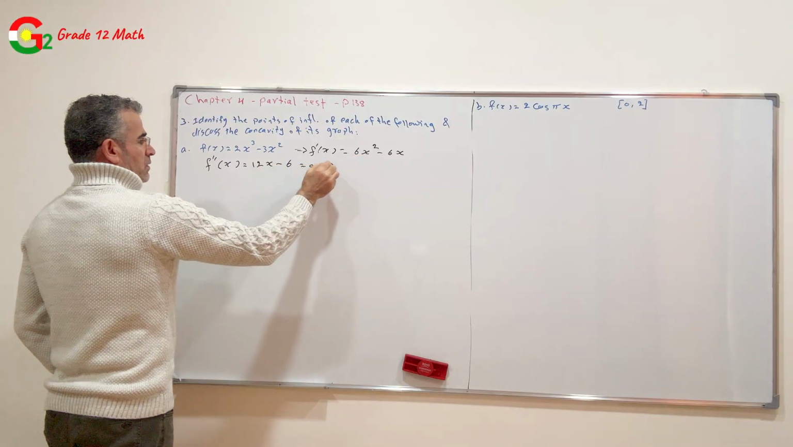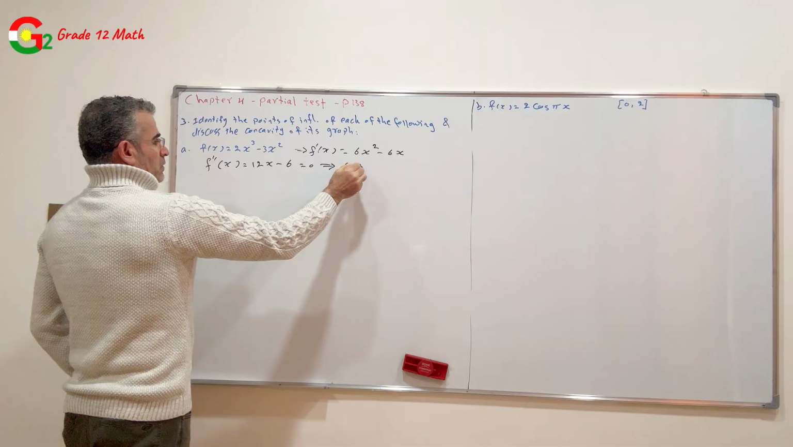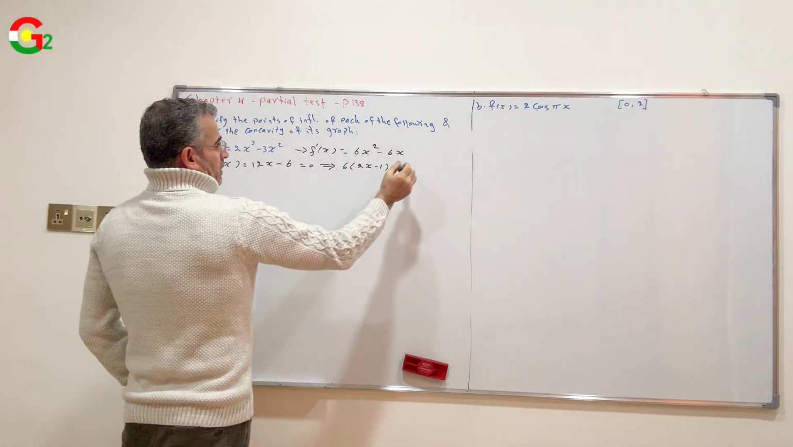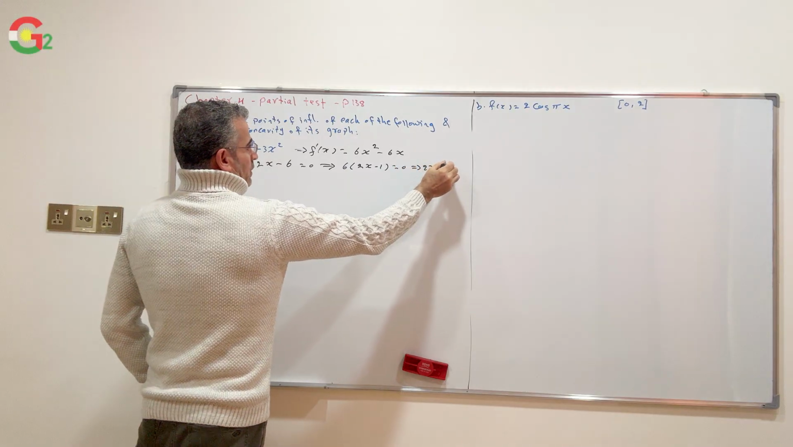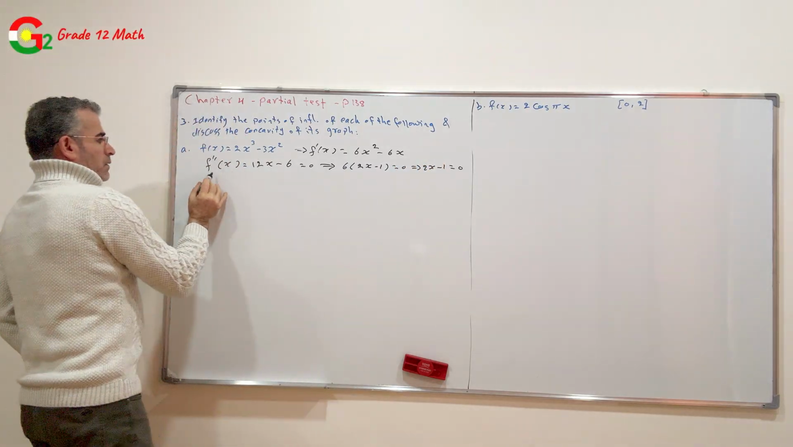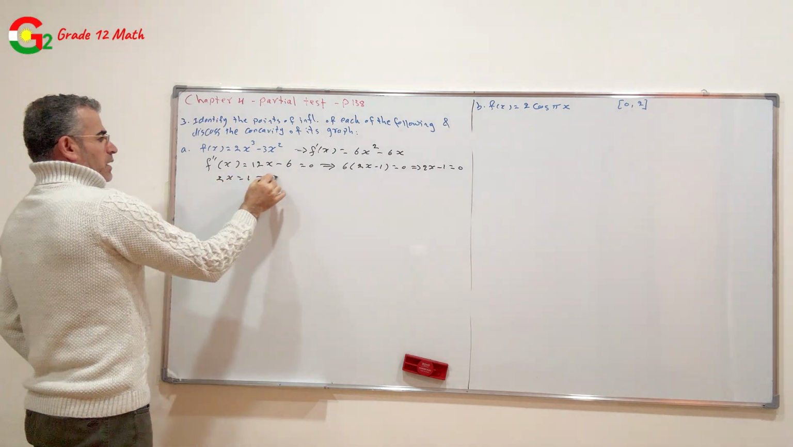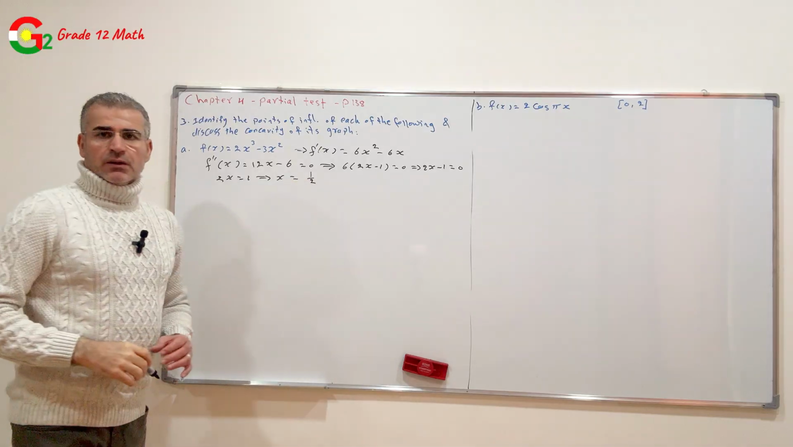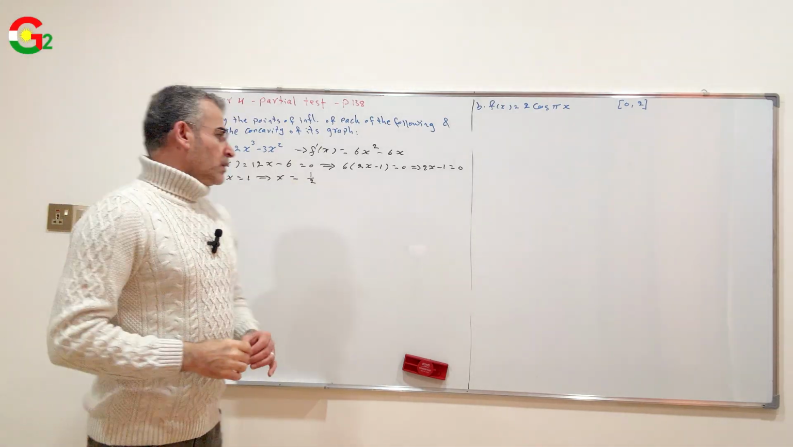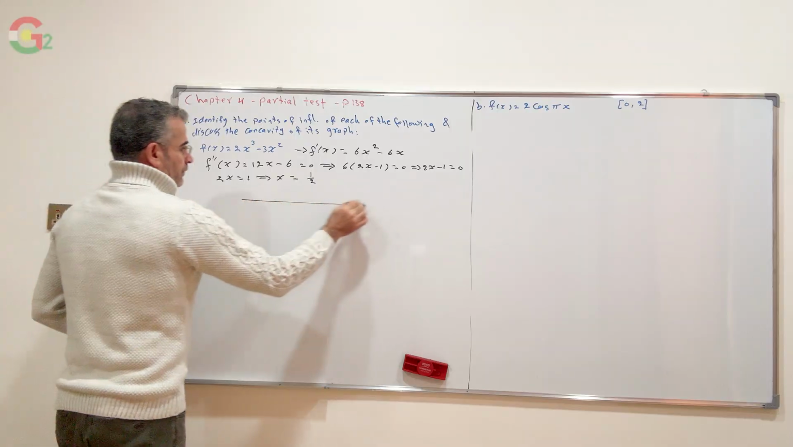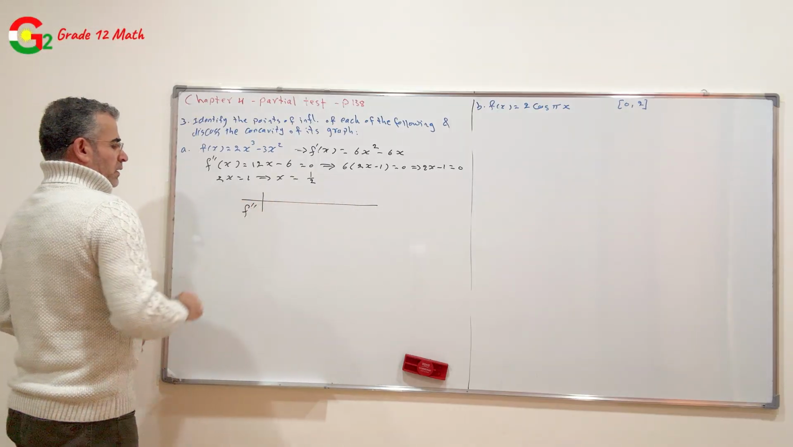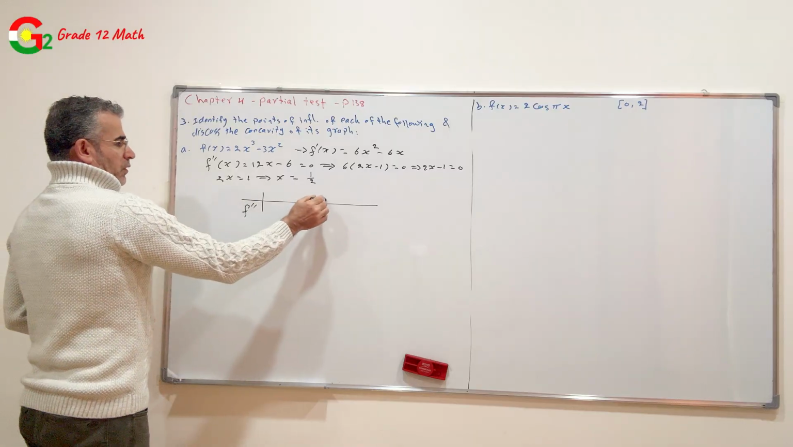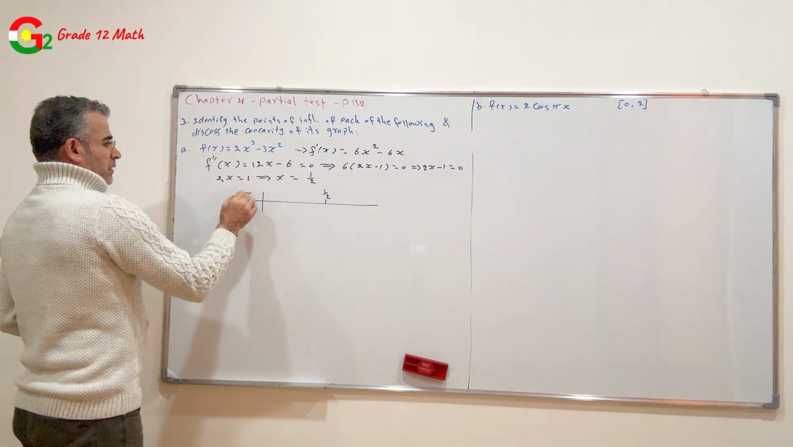Set it equal to 0. Factorize by 6. Divide both sides by 6. Then 2x minus 1 equals 0. Then 2x equals 1. Then x equals 1 over 2. We have one critical point, one possible inflection point. Find the sign of the double prime before and after this critical point.